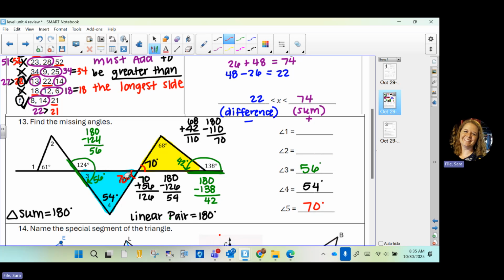All right, now let's look over here. We still need angle 1 and 2. How could I get angle 1? What is happening here? 180. Yeah, it's a line. So that's also going to be 180 for a linear pair. So 180 minus 61 is 119. So angle 1 is 119.